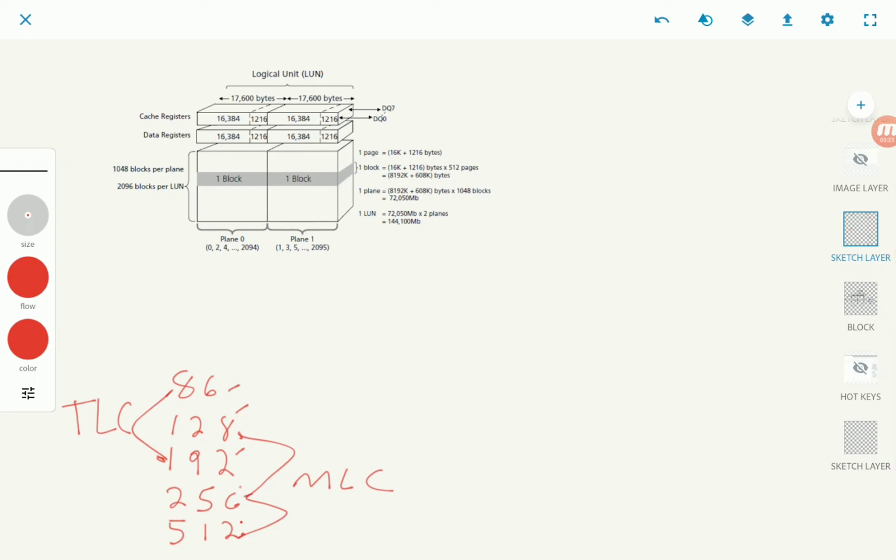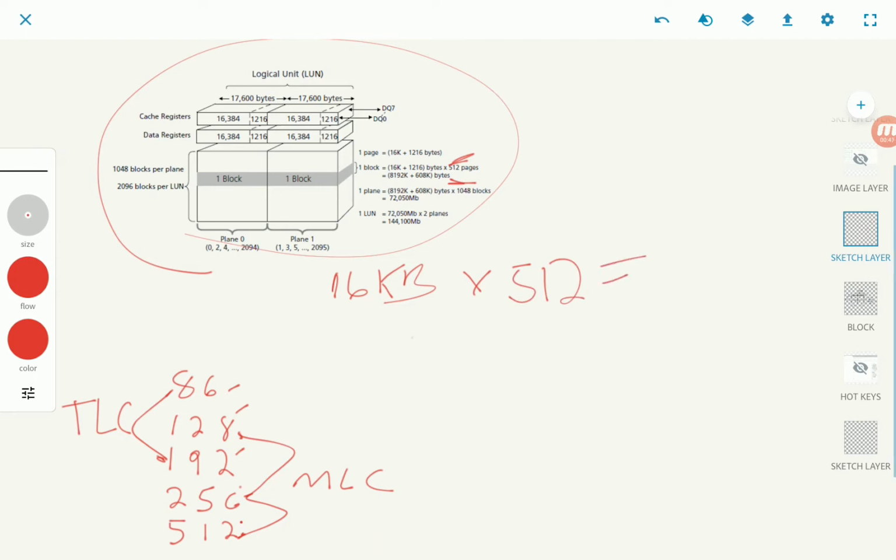In this example over here, this is from a NAND data sheet. The NAND chip uses 16 kilobyte pages. Over here it says there are 512 pages per block. So multiply 16 kilobytes by 512 gives you 8 megabytes. So this NAND chip over here has a block size of 8 megabytes.